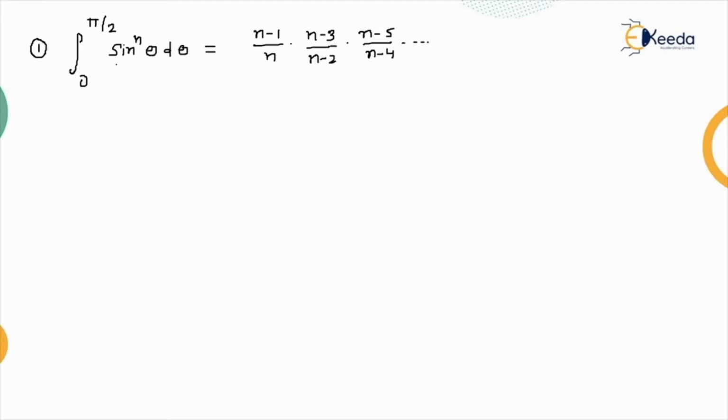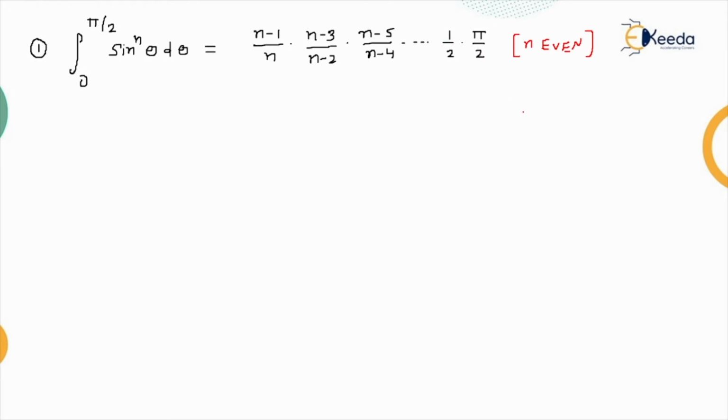If the value of n is an even number, the last term will be 1 by 2, and then you write pi by 2. It is only if your n is even. So if n is an even number, the last term will be 1 by 2 and pi by 2.